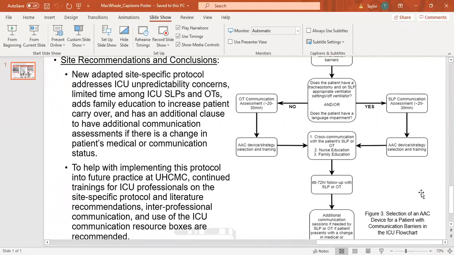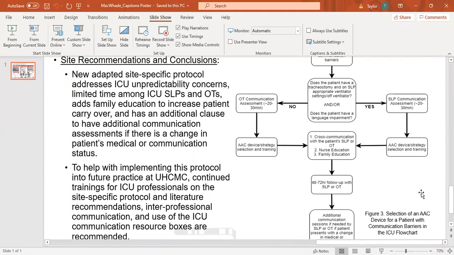And then the other thing is how was the divide between OT and speech made. It was agreed upon between the OT and speech on site that because of the limited time frame, it's hard for both to do an assessment on one patient. So they decided to do a split so all patients have their communication needs met and they don't feel overwhelmed.